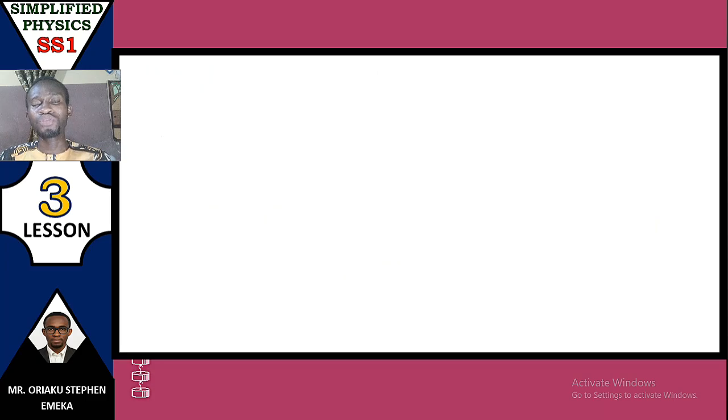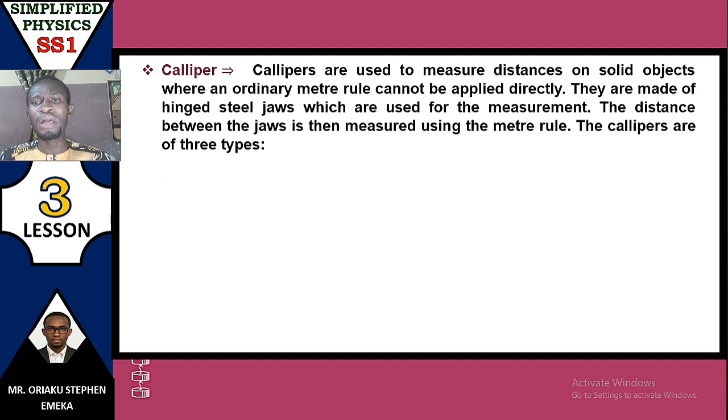So let's go to the next one, which is the caliper. Calipers are used to measure distance on solid objects where an ordinary meter rule cannot be applied directly. Sometimes it is hard to measure directly with a meter rule. For example, you want to measure the diameter of a cylinder. It is hard to do that with a meter rule, so we make use of a caliper. Calipers have steel jaws which are used for measurement, and the distance between the jaws is then measured using the meter rule.